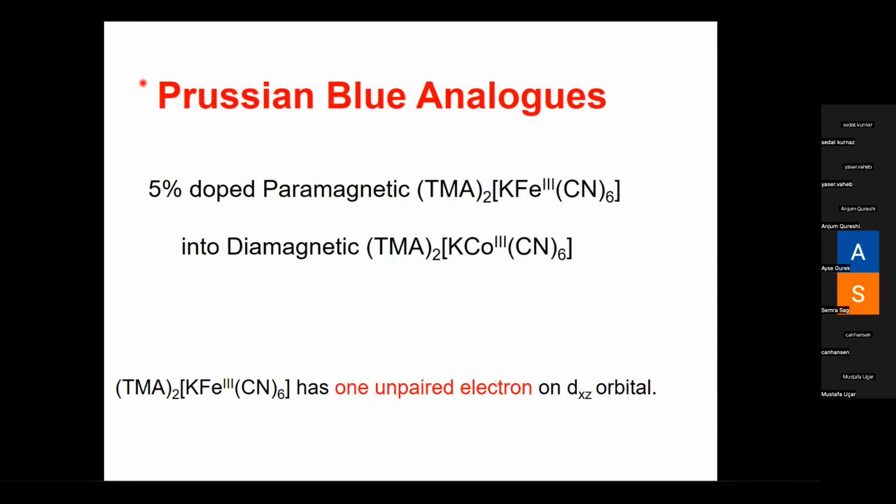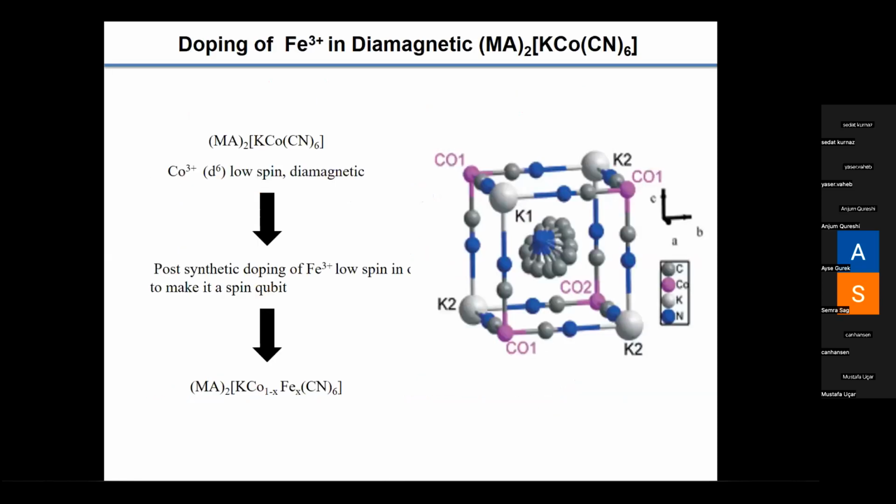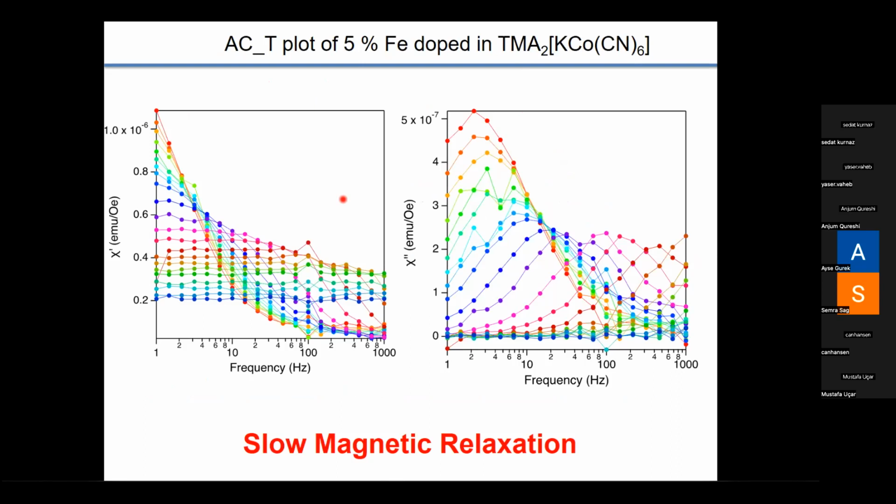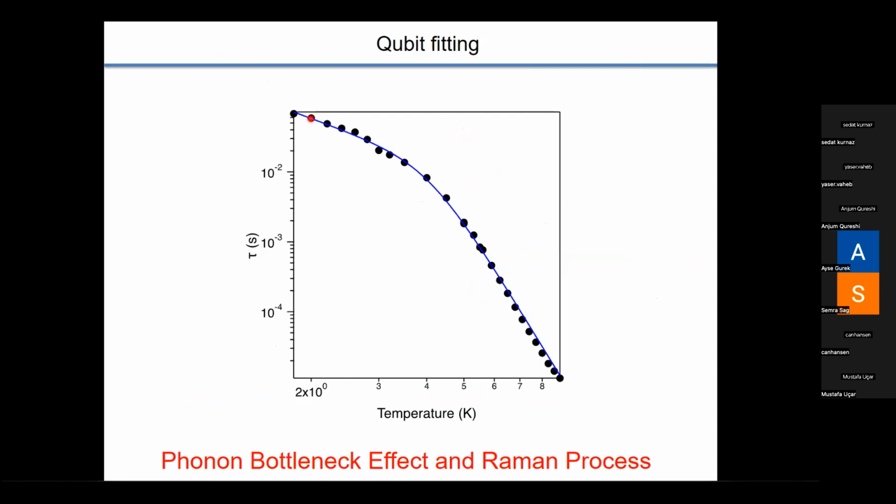So then next, Prussian blue. The hexacyano-cobalt is a diamagnet. We put in the iron hexacyano complex, which has one unpaired electron, so S equals 1/2. I doped this. This is the crystal structure of the cobalt complex. You can see slow magnetic relaxation observed due to the single iron atom. The iron atom has one spin. From the Arrhenius plot, at low temperature there is the phonon bottleneck effect, and at high temperature the Raman process.